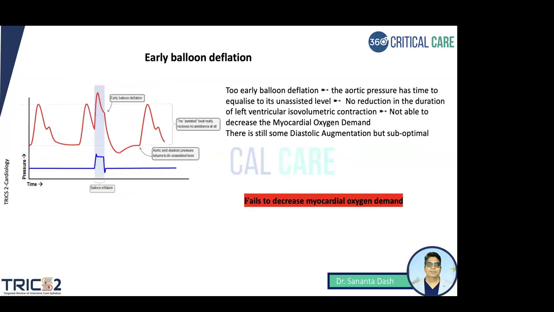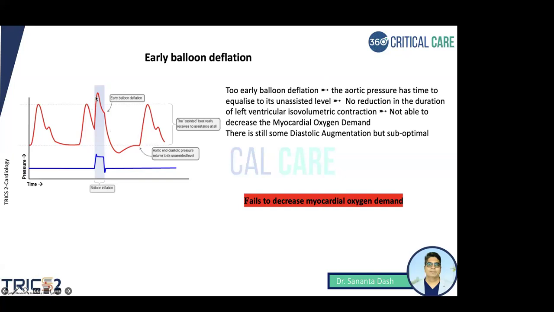Okay. Then the early balloon deflation. It deflates early rather than staying there and going down. What does it cause? With too early balloon deflation, the aortic pressure has time to equalize to the unassisted level. There is no reduction in the duration of left ventricular isovolumetric contraction. The isovolumetric contraction of the left ventricle is the major part where most of the oxygen is used. So if it deflates early, there is no reduction in the isovolumetric contraction phase, so there is no reduction in the myocardial oxygen demand, right?